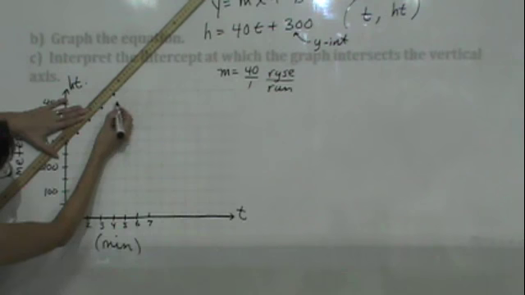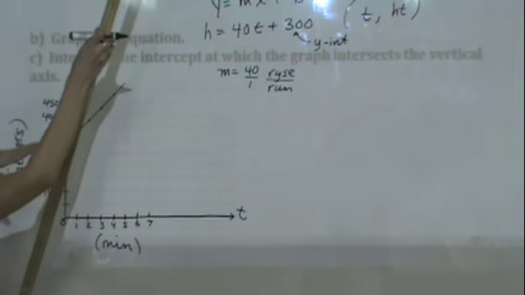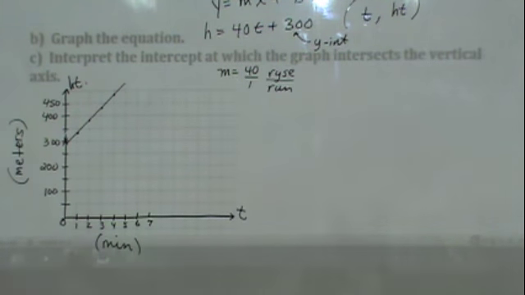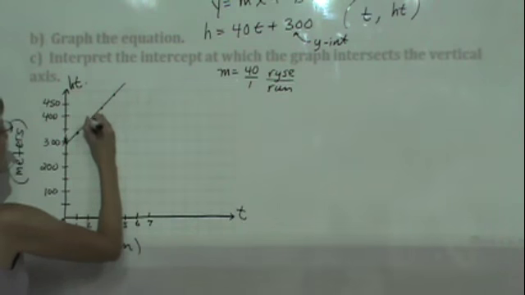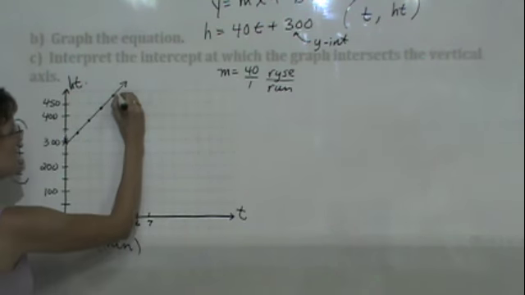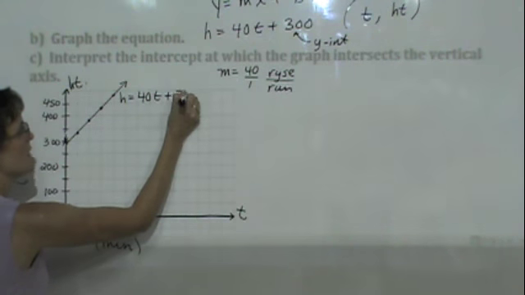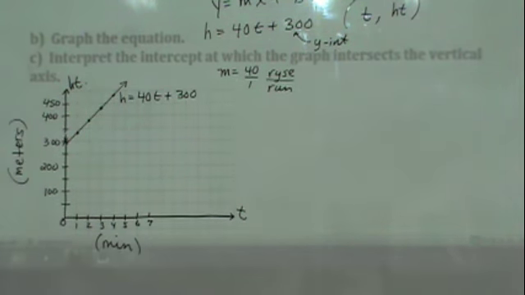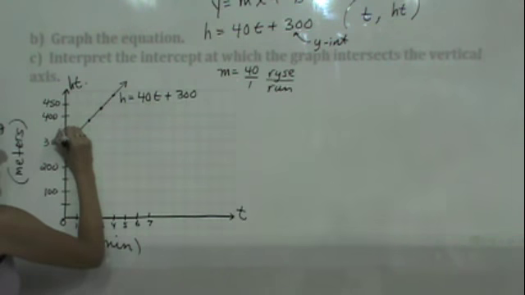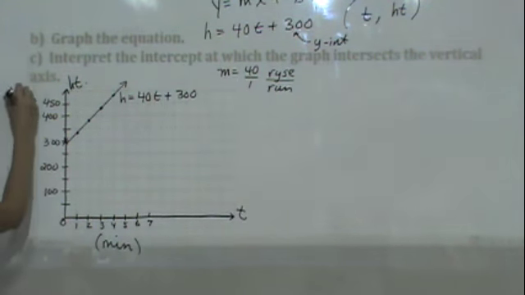Let's see if I can get a smaller ruler actually. Okay, so that's not too bad. And if the dots aren't on there, you just make them a little bigger when they're on there. There you go. So then this is h equals 40t plus 300. So that's my graph right there. That's not too bad. So then, this is part B.